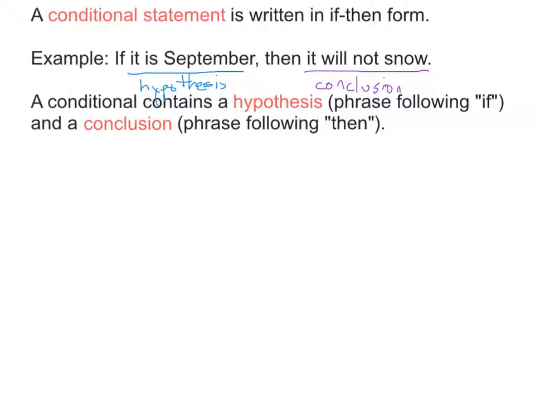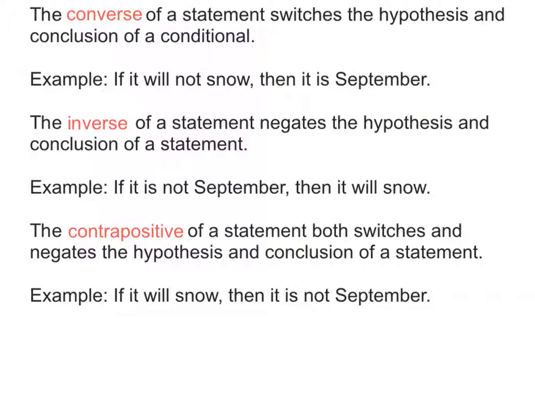Let's look at other types of conditional statements. Basically, if we take the conditional statement and we move it around or change it just a little bit, we're going to create three other types of statements. First, the converse of a statement switches the hypothesis and conclusion of a conditional. Now remember, my conditional started with if it is September, then it will not snow. Well, we switched it so that it is September is now in the conclusion spot, and it will not snow is now my hypothesis. So if it will not snow, then it is September is the converse of the statement.